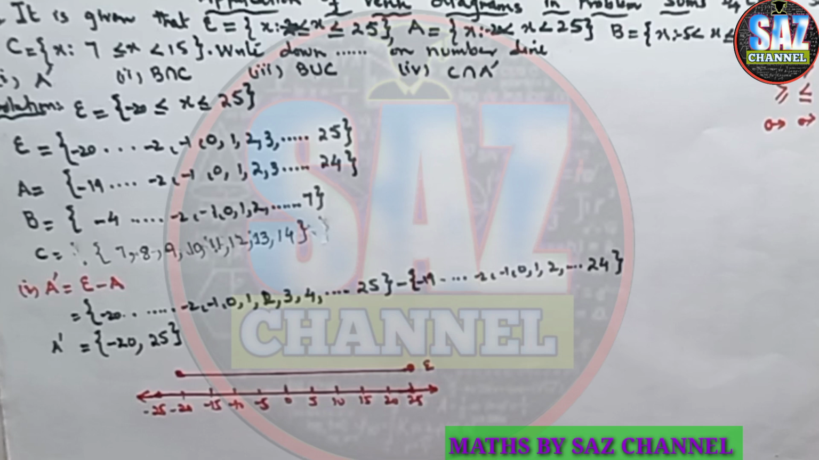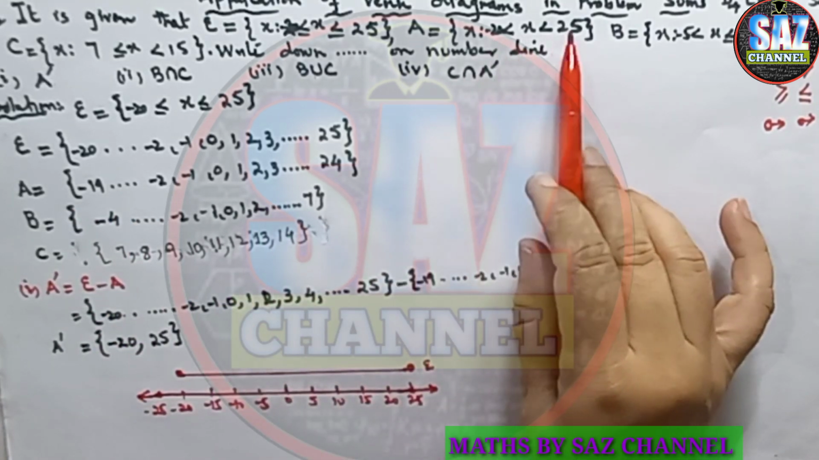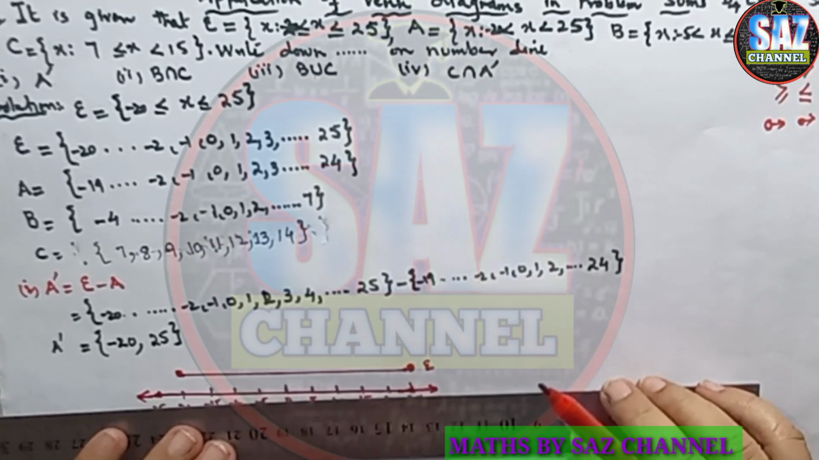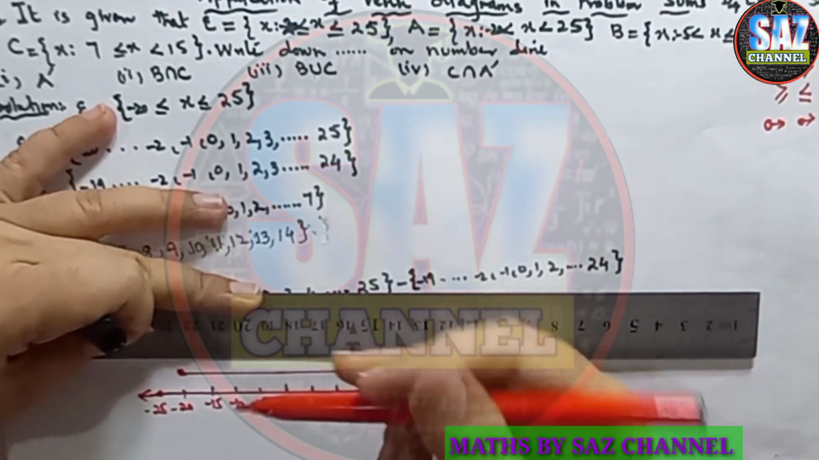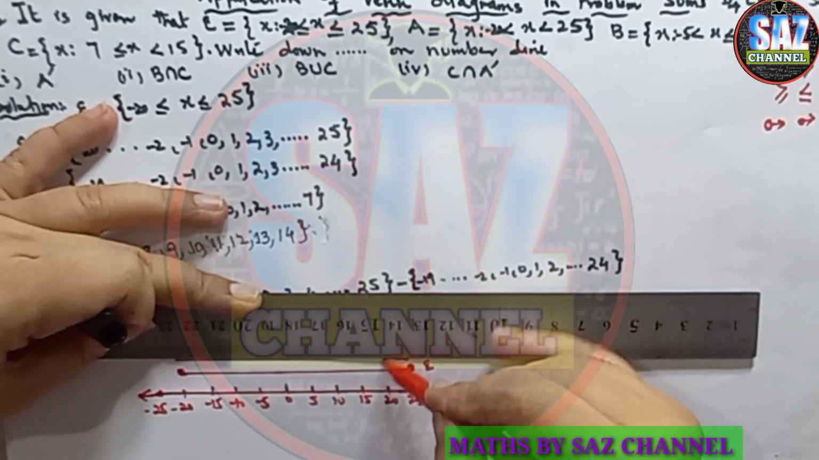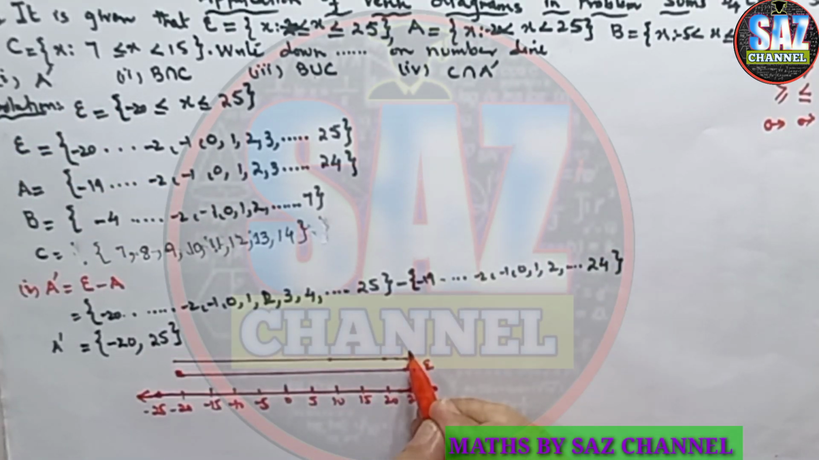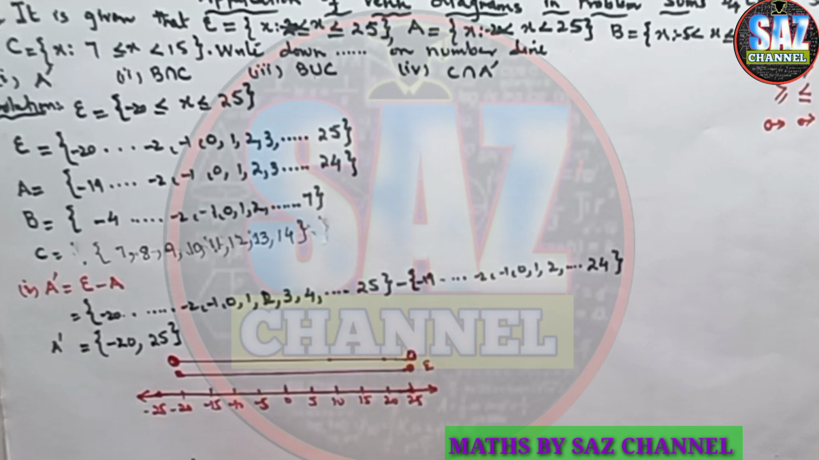And for A, if you look at set A, it has ending points -20 and 25. The number line for A will also have the starting and ending point at the same points, but what will be the difference between these two? For set A, we will not be marking the filled dot, it will be the hollow dot, and that will tell us that these endpoints are not included. So this is the answer for A complement.